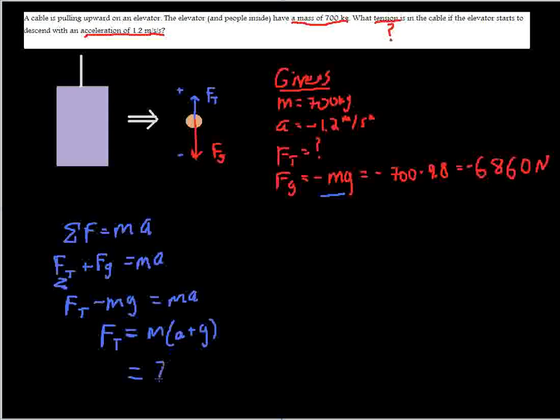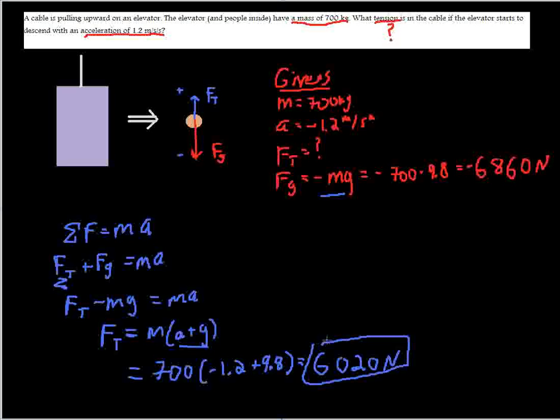I am basically ignoring the fact that I solved for gravity earlier, but I do that for a reason, because this is actually a useful formulation of the problem. So I have negative 1.2 plus 9.8, and that equals 8.6, times 700, which is 6,020 newtons. So there's my answer.